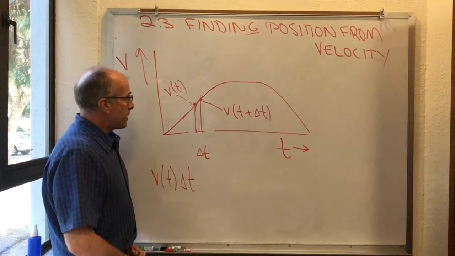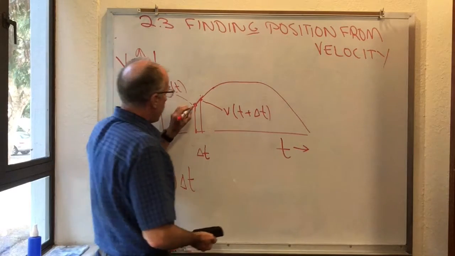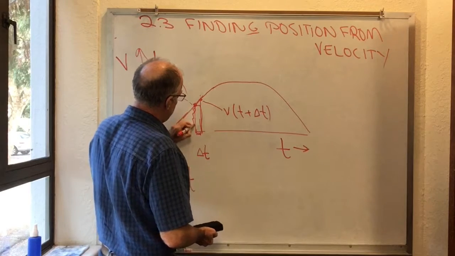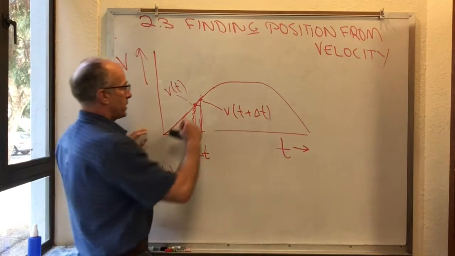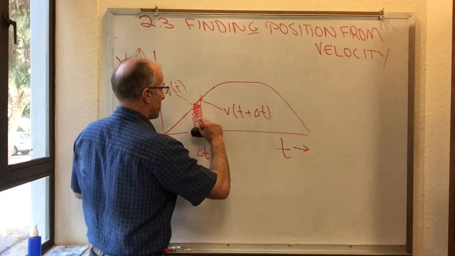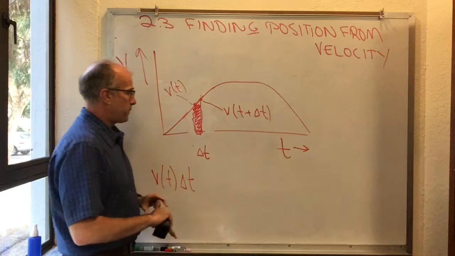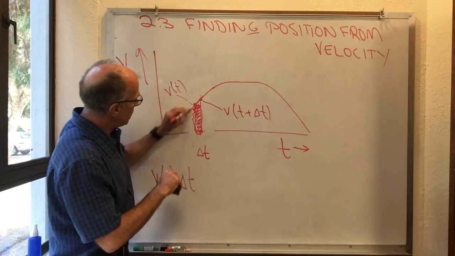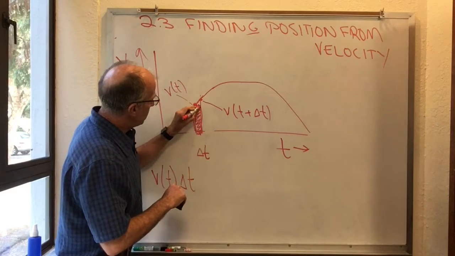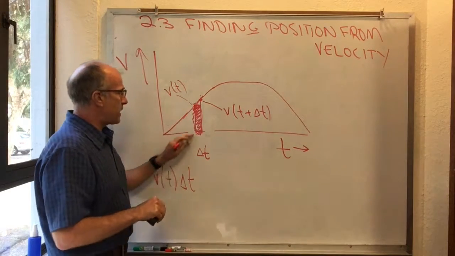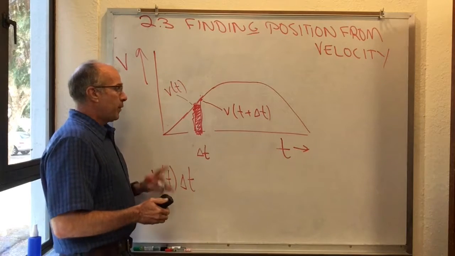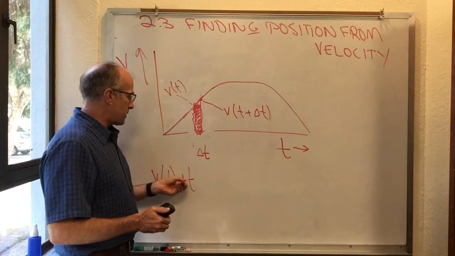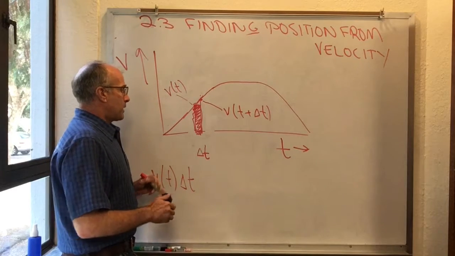Now the interesting thing about that is that it has the interpretation of being this width times this height. In other words, that has the interpretation of being that area. The area of that little rectangle, its height v of t and width delta t. And we can repeat this. We can say, well, the person went v at t times delta t distance.